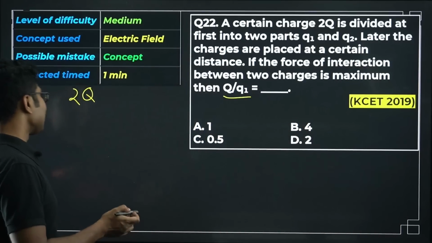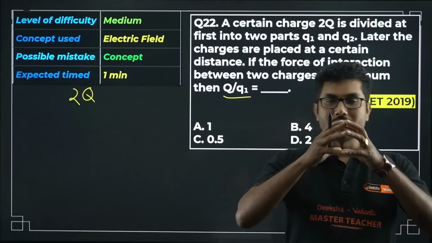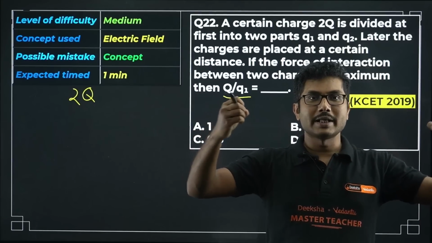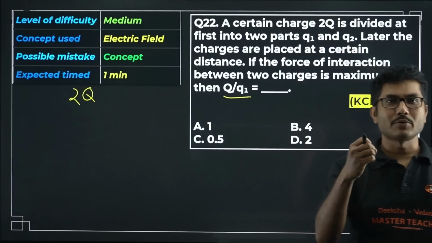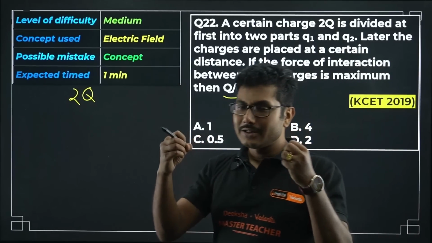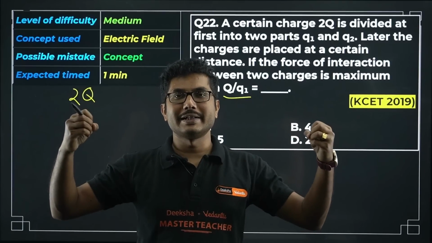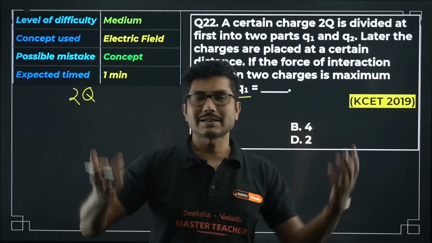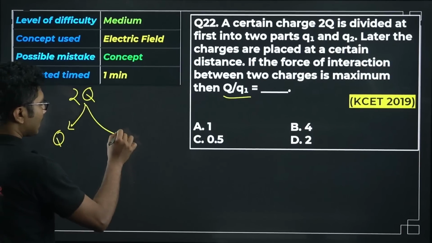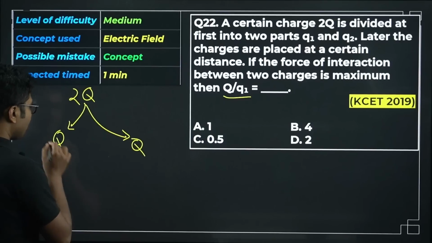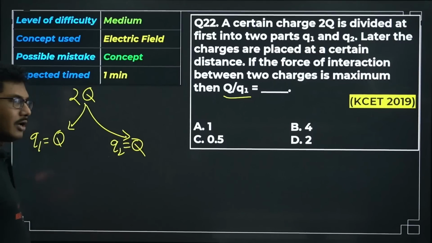So you have to understand that whenever you have a single charge and you divide it into two halves, if you want the force between them to be maximum, then the charge should be divided into equal parts. Only if you divide them into equal parts will the force be maximum. So in this case one charge will be capital Q, another will also be capital Q. So the small q1 equals this, q2 will also equal q.